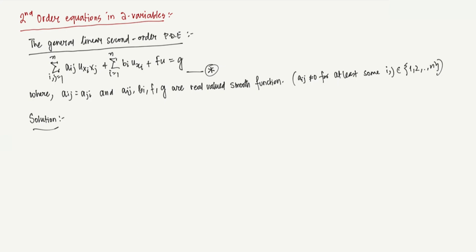So for this expression to make sense, u_{x_i x_j} must be continuous, at least must be continuous, right? So if u_{x_i x_j} are continuous for all i, j, it means u has to be C2. Is it okay? Yes, that's the definition which we are going for.